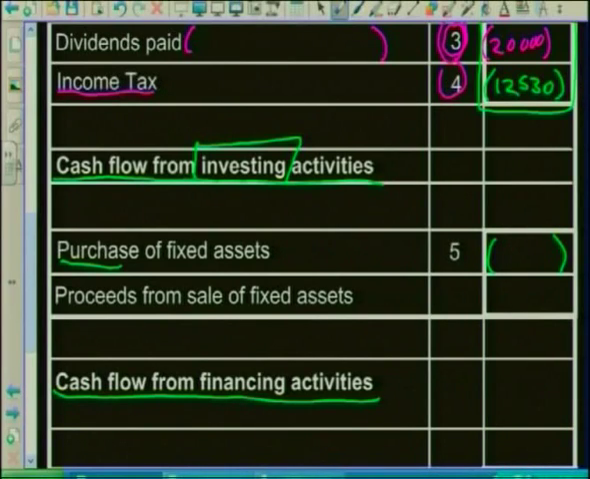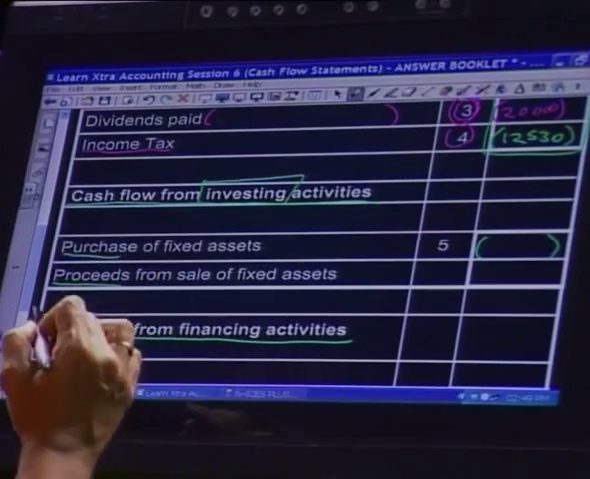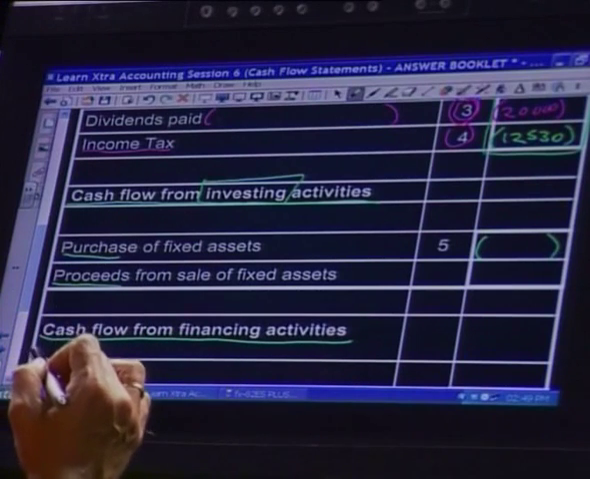Or did the company sell any of its non-current assets? Were there proceeds from the sale of fixed assets? Proceeds from sale of fixed assets means money is coming into the business's bank account, and hence it's shown as an inflow of cash, and it must not be shown in brackets. Now again, we read through the entire question right at the beginning, and we did come across additional information on tangible assets. So let's now go to that additional information.